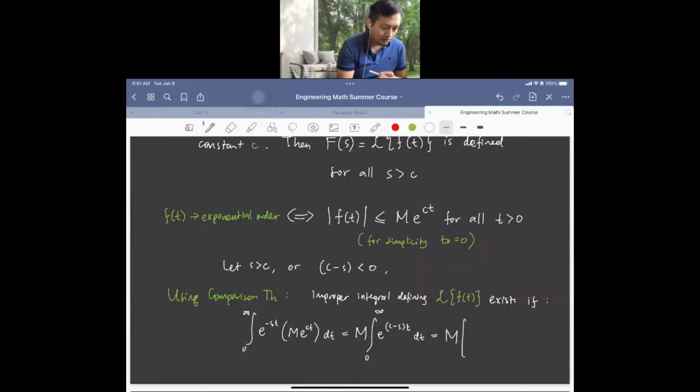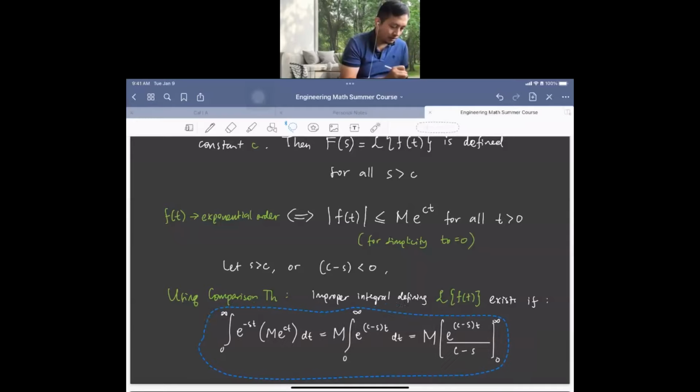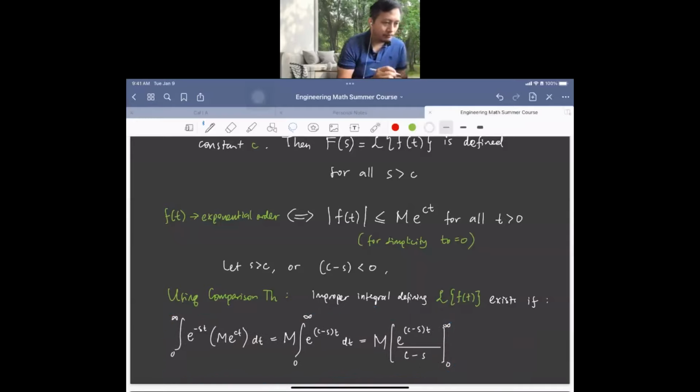and take the results of the integration, e to the c minus s t over c minus s, right? Take it from 0 to infinity. And this will be equal, let me write a little bit left here, to M over c minus s.